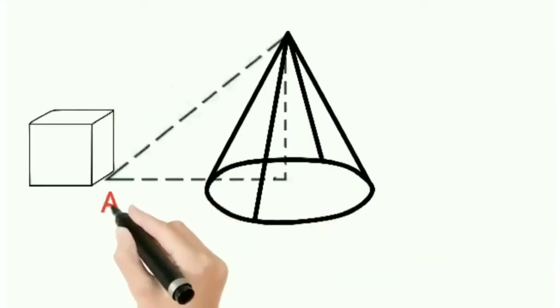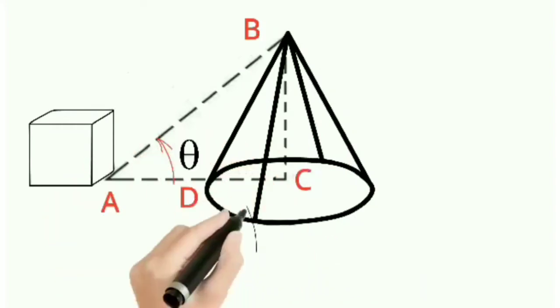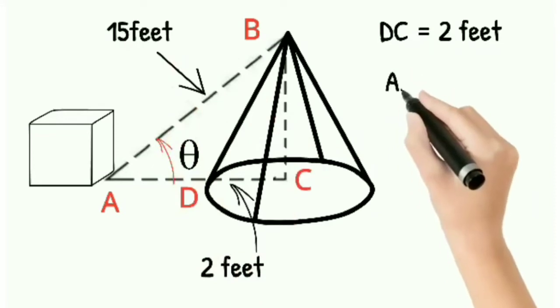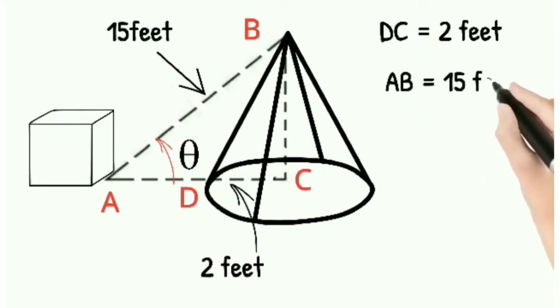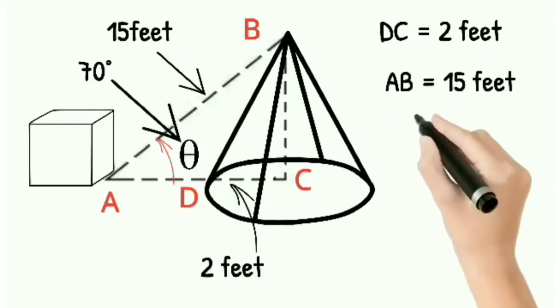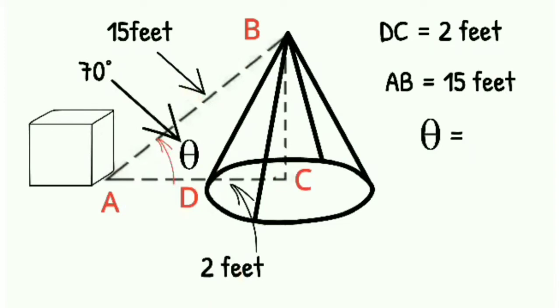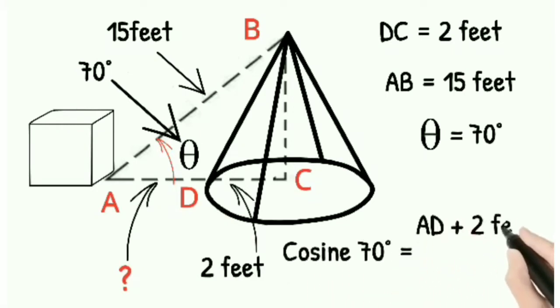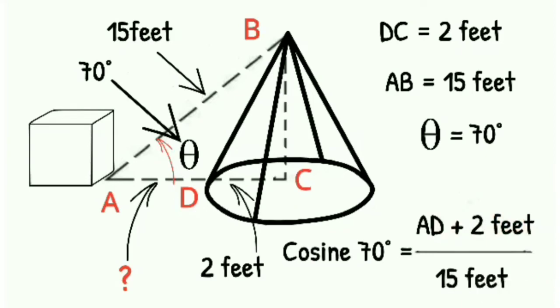Let DC be the radius of the cone equal to 2 feet while AB is the line of sight from the base of the cube to the vertex of the cone with a distance of 15 feet and forms an angle of 70 degrees from the floor. Since the unknown distance AD is from the base of the cube to the base of the cone, the equation will be cosine 70 degrees is equal to AD plus 2 feet all divided by 15 feet.